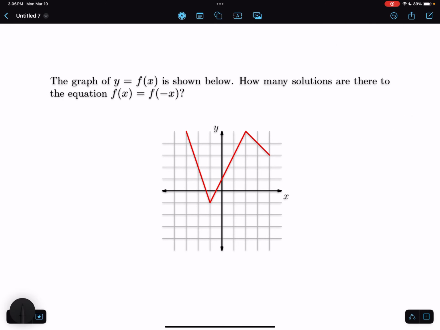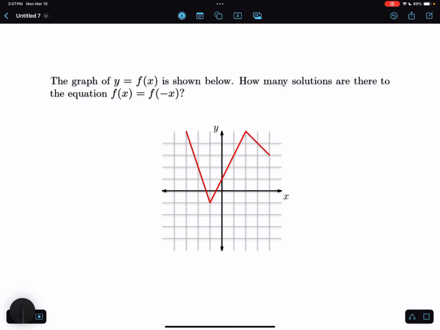In this video, we're going to be solving this problem on graphs of functions on Algebra 1 and transformations of functions. So the problem statement says the graph of y equals f of x, this function f, is shown below. How many solutions are there to the equation f of x equals f of negative x? So we have f of negative x here and f of x.